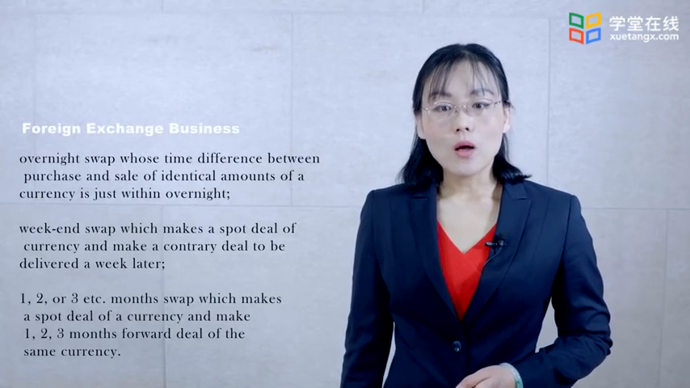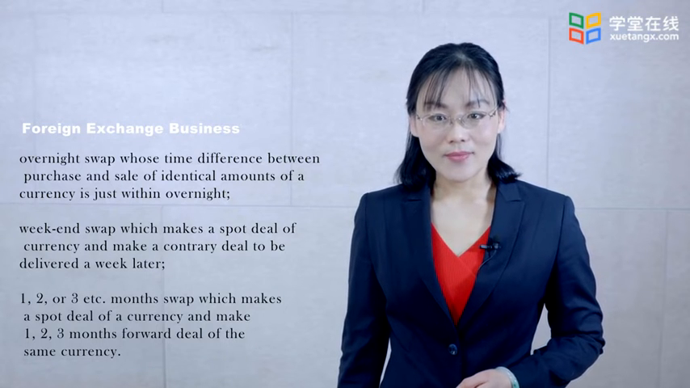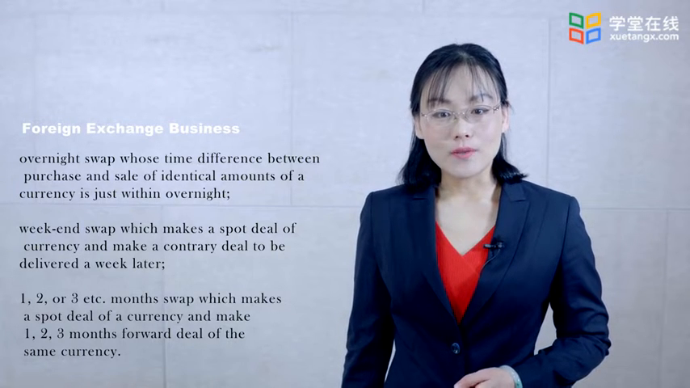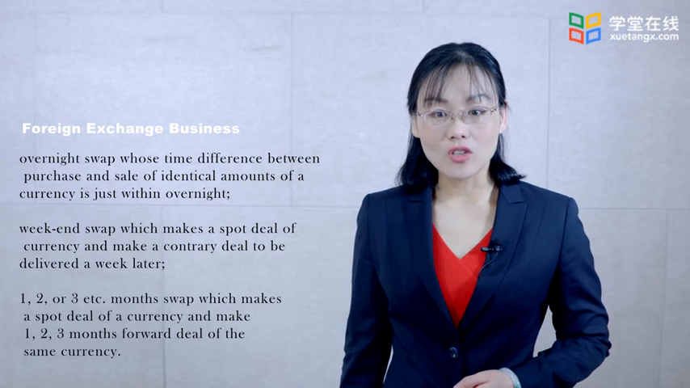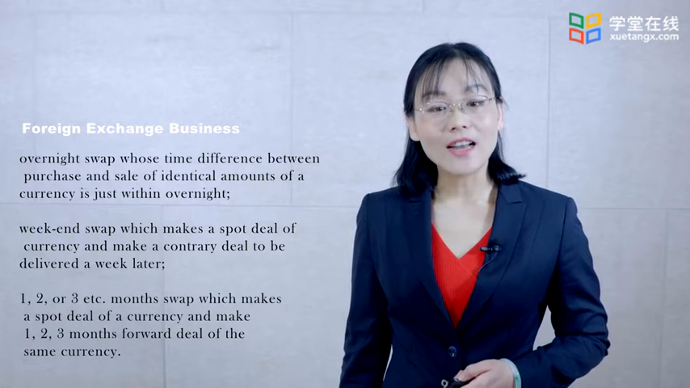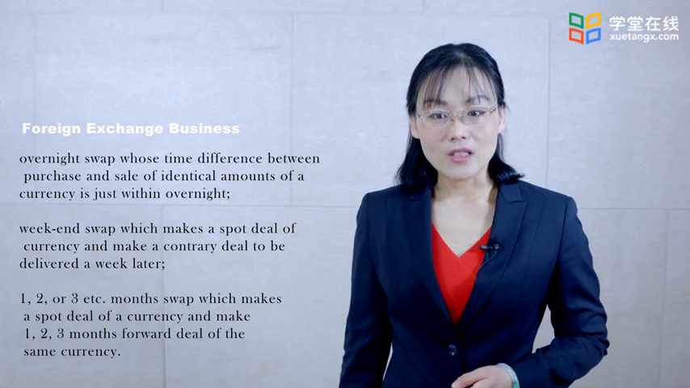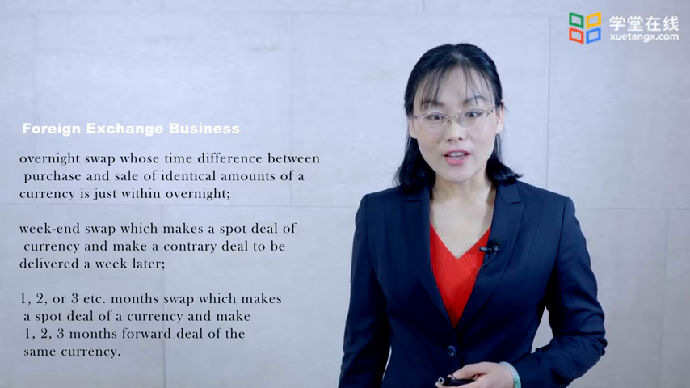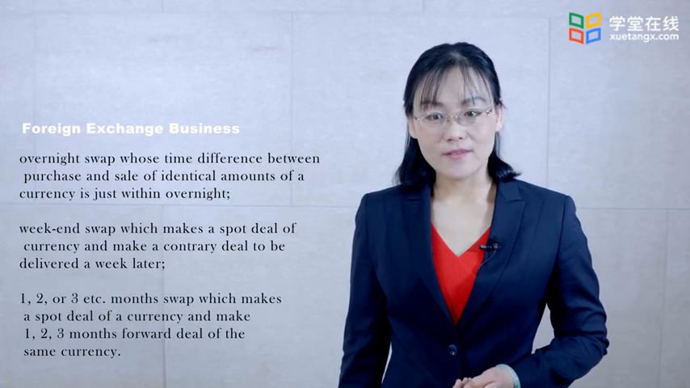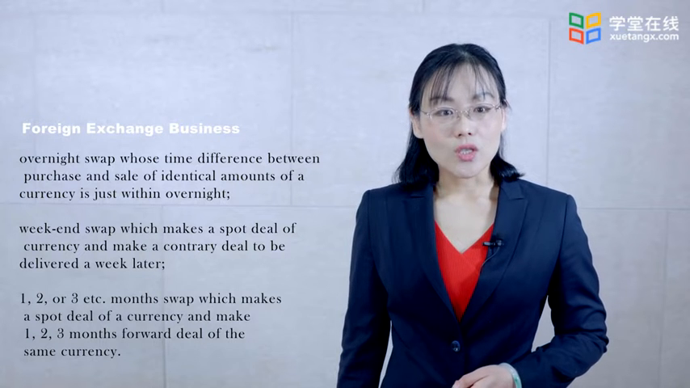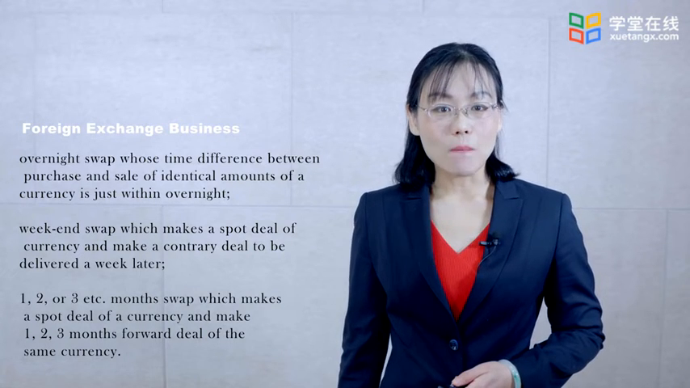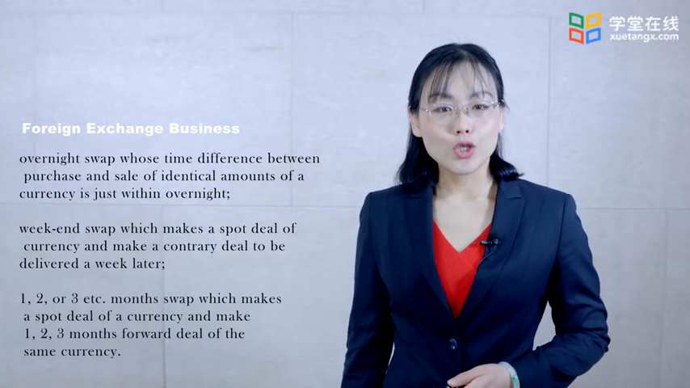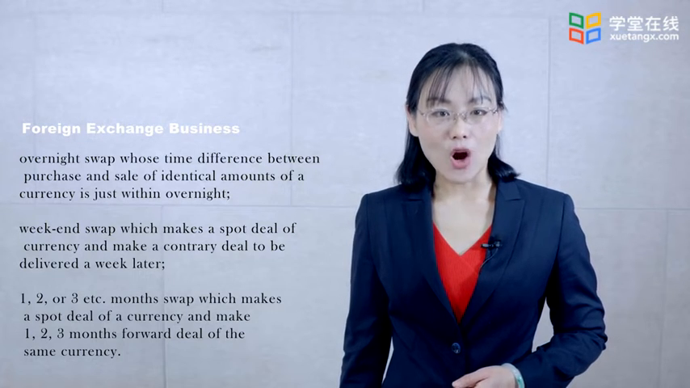In China, swap contracts have the following types. The first is overnight swap, whose time difference between purchase and sale of an identical amount of a currency is just within overnight. Second is weekend swap, which makes a spot deal of currency and makes a contrary deal to be delivered a week later. The third is 1, 2, or 3, etc. months swap, which makes a spot deal of a currency and makes a 1, 2, 3 months forward deal of the same currency.